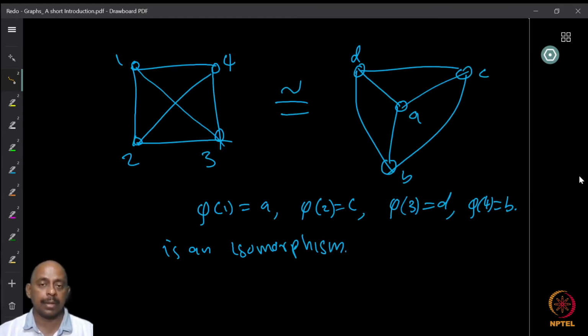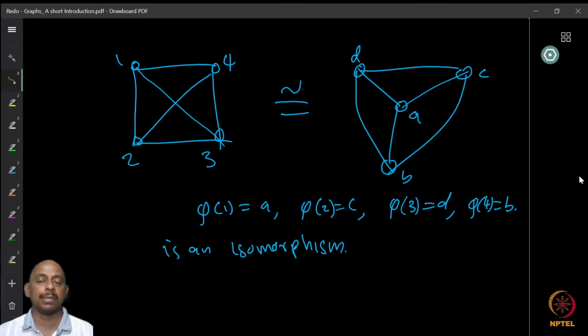Here is an example. You have the complete graph, which I have represented in this way with vertices 1, 2, 3, and 4. And I have a very different representation of the same graph, but the vertex set is different, so I cannot say it is the same. It's again a complete graph on 4 vertices, labeled A, B, C, and D, but represented in a very different manner. Even though they look different, these two graphs are essentially the same, in the sense that they are isomorphic.